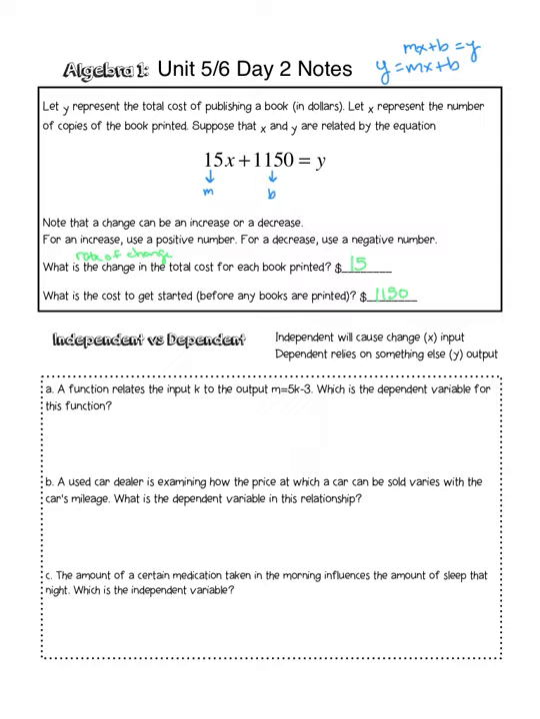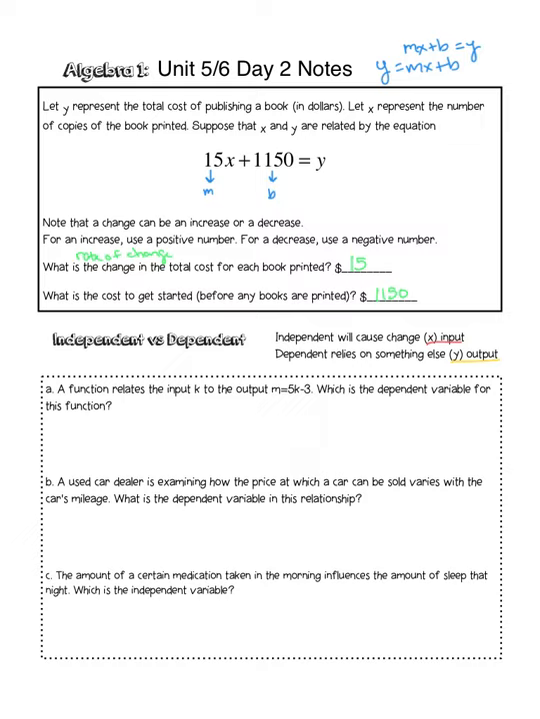Now you've learned and you've heard that the X value influences the Y value, so now we're going to do something with that. We're going to talk about independent and dependent variables. Independent variables will cause change, the X input. Dependent variables rely on something else, the Y input. So if you ever play with Play-Doh, you put the Play-Doh in the top, that's the X. Whatever comes out the end, that's your Y. Now let's figure them out.